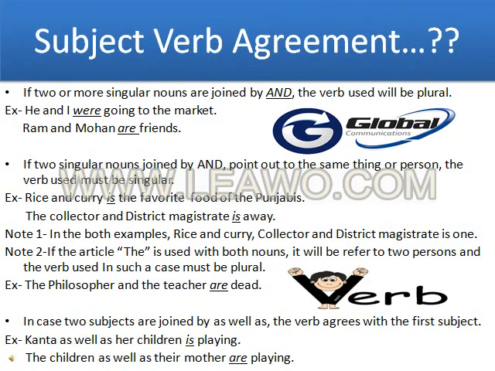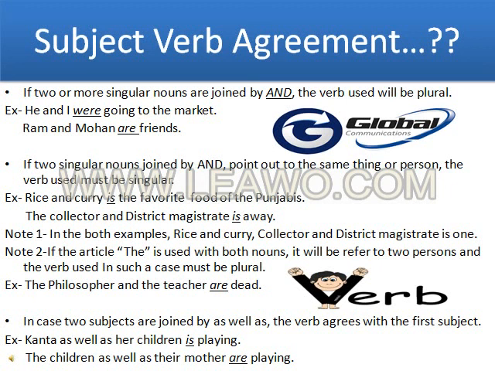Subject verb agreement. Why subject verb agreement? Because this is a very important part for the examination. Here we will discuss some rules related to verbs. These rules will help us in the examination to find out errors. Let's begin. First, if two or more similar nouns are joined by and, the verb used will be plural.